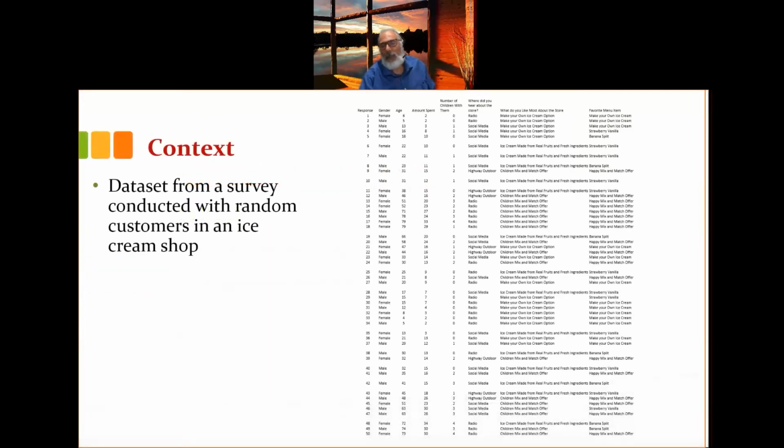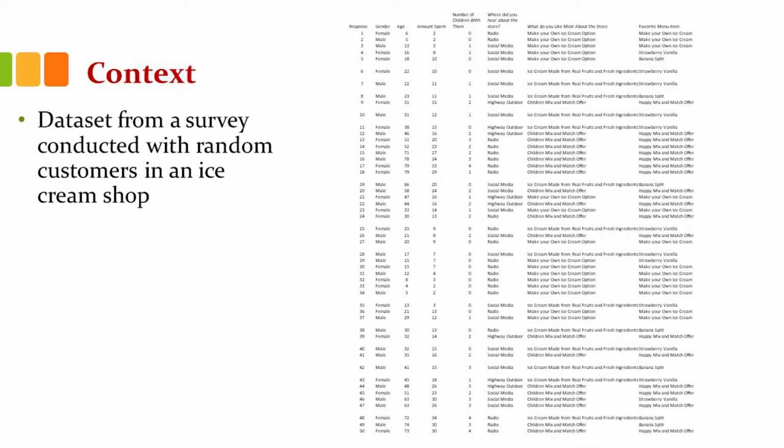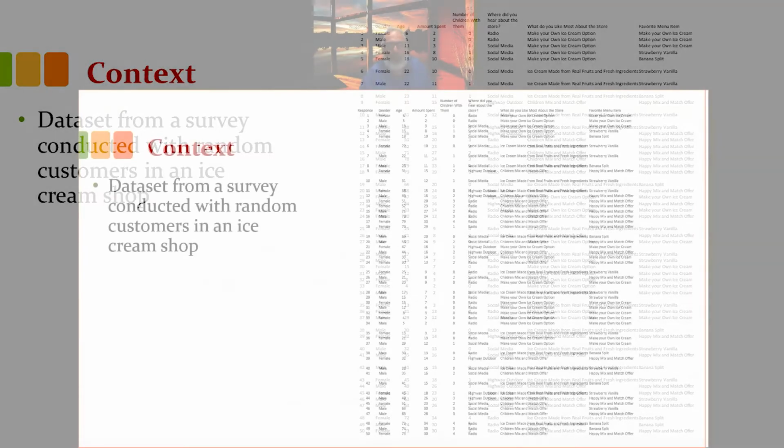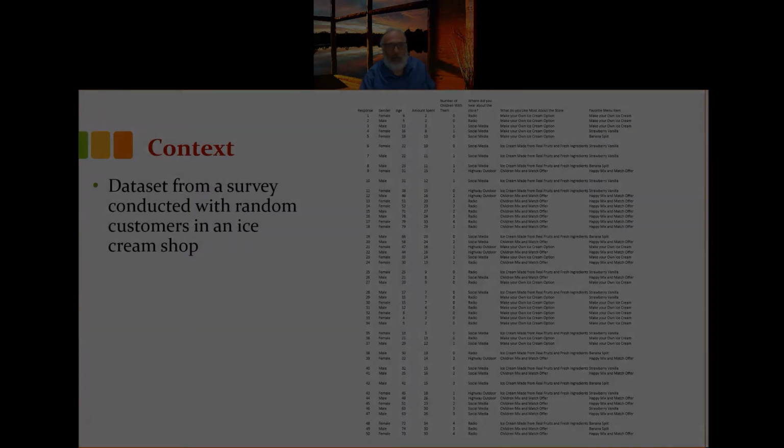So in the beginning, I just want to explain the context. So this is supposedly a data set which describes a survey, research done in an ice cream shop. So it asks questions like the gender, age, the amount spent in the ice cream shop, the number of children who came with the customer, and also how did they hear about the store, and what do they like most about the store, and their favorite menu item. So we're gonna use this example data set just to illustrate.